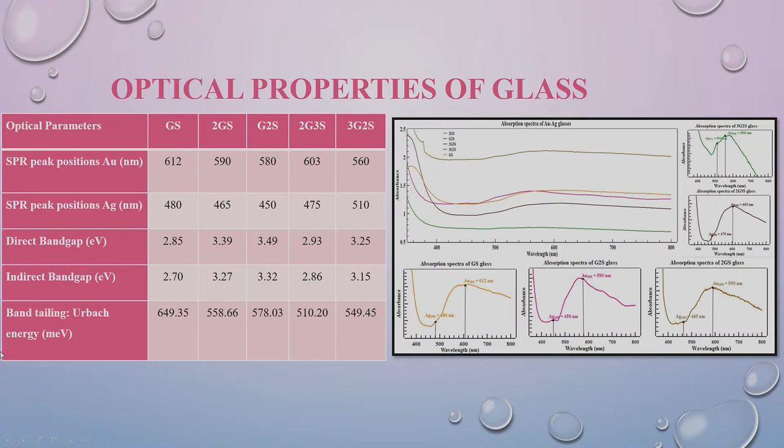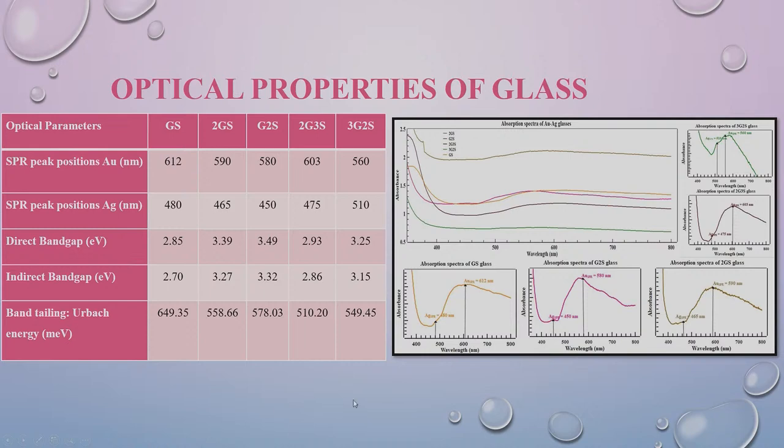If you look at the gold SPR here, this is something which is interesting. For silver, it has undergone redshift. For gold, it has undergone blue shift. So how can I confirm with the size of the particle? That is the reason why, because of this fight between gold and silver, you are able to see that the size of the particles is almost found to be similar. Again, with respect to the Urbach energy, it is not clear. It shows that GS glass exhibits maximum Urbach energy. But with respect to the glass 3G2S, the Urbach energy is found to be slightly intermediate. The minimum was found to be in 2G3S.